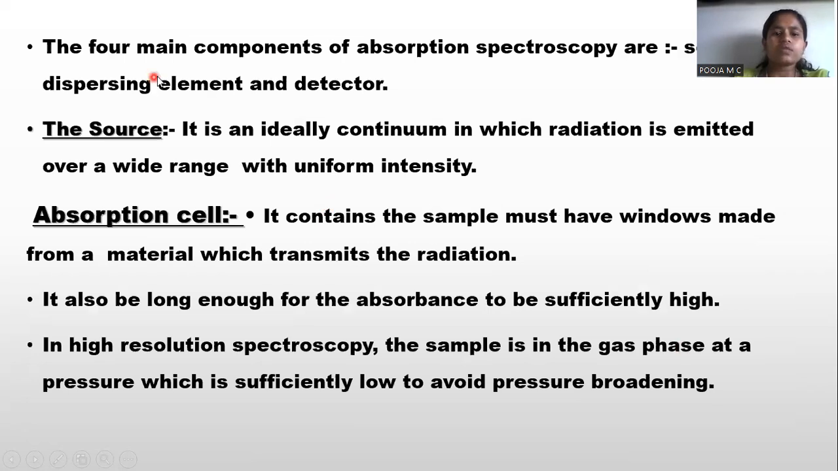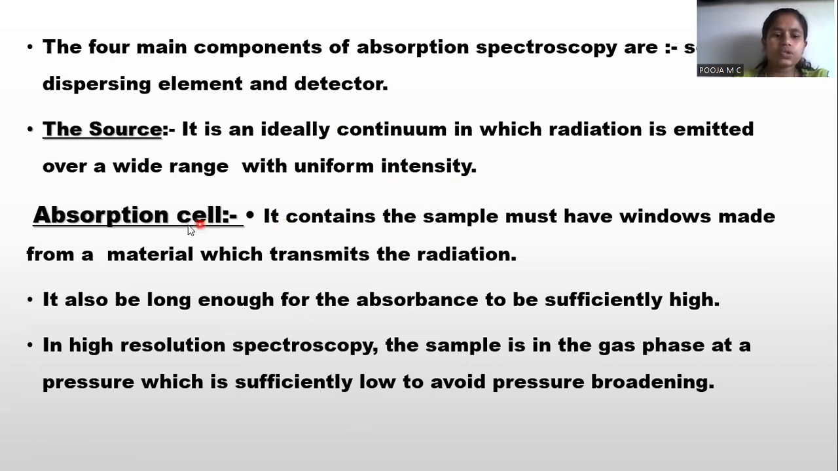Next, the main components of absorption spectroscopy are the source, the absorption cell, the dispersing element, and the detector. The source is ideally a continuum in which radiation is emitted over a wide range with uniform intensity.